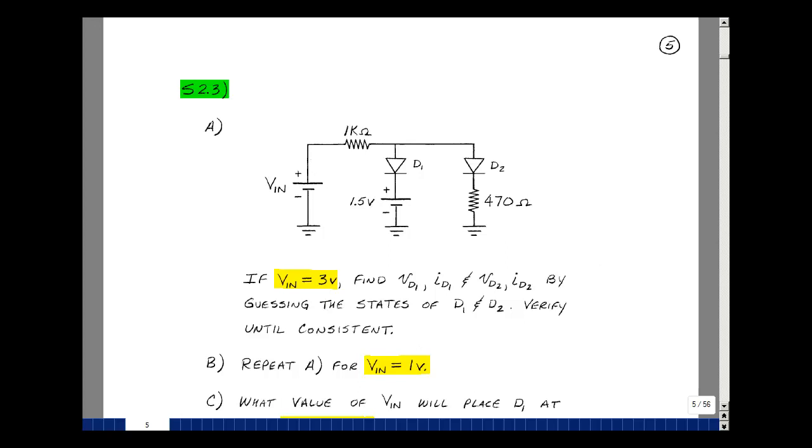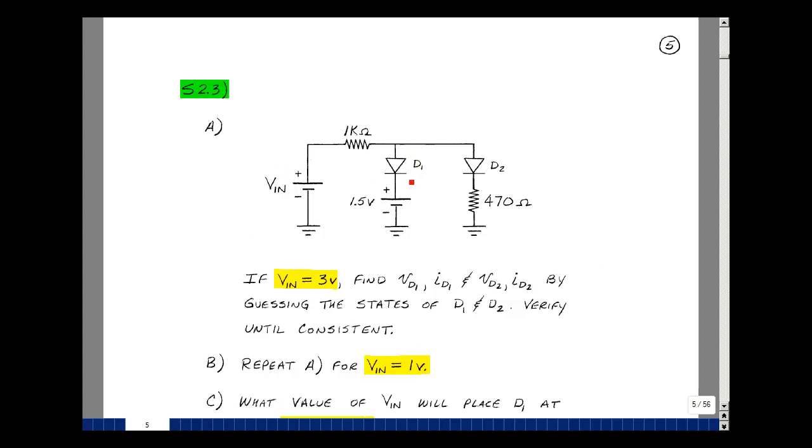This lesson deals with supplemental problem 2.3. You can find this problem in the ECE302 ebook in the Chapter 2 supplemental problems, starting on page 5. We have a circuit with 2 ideal diodes, 2 resistors, and 2 batteries, one of which we're going to vary the value of. Suppose that initially this is 3 volts.